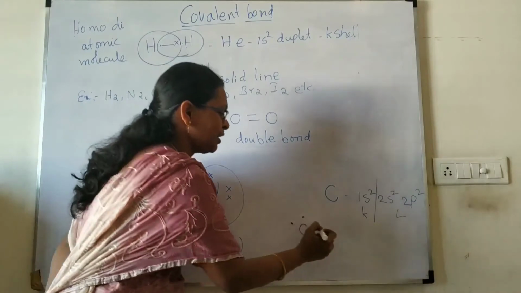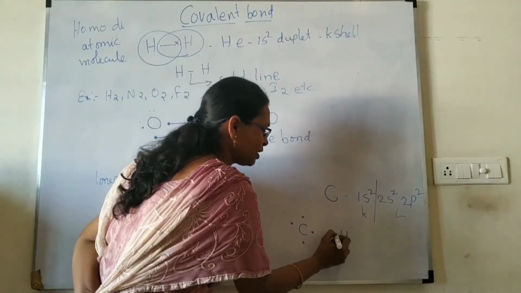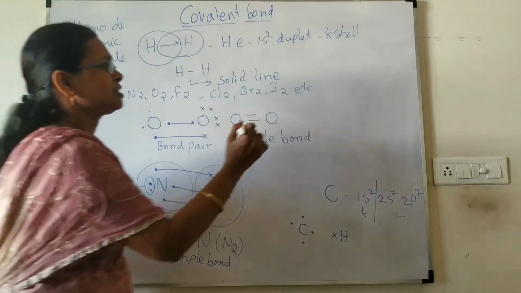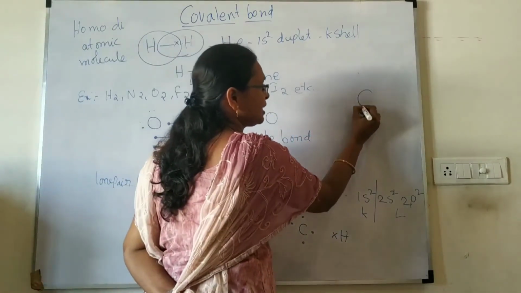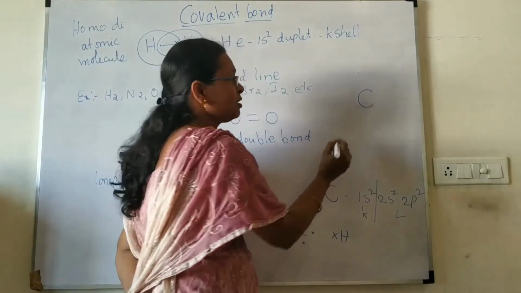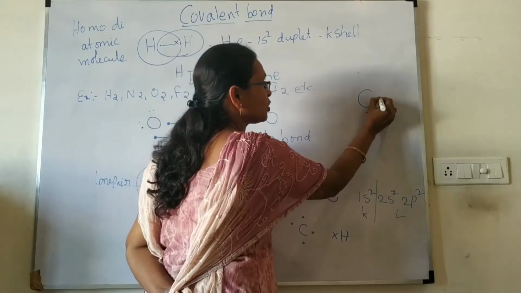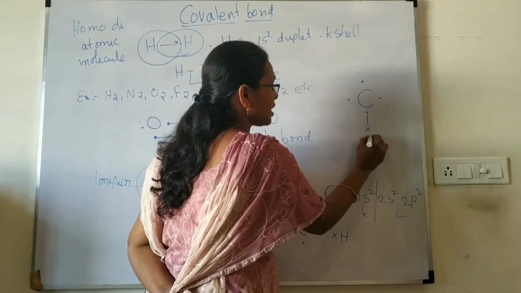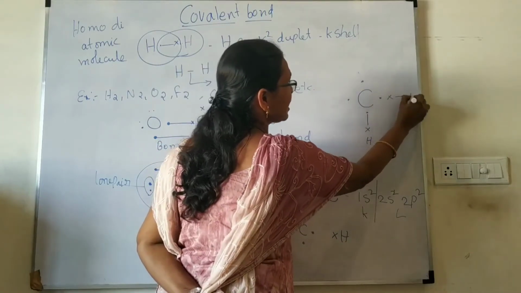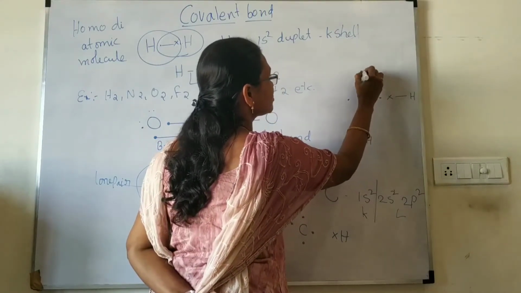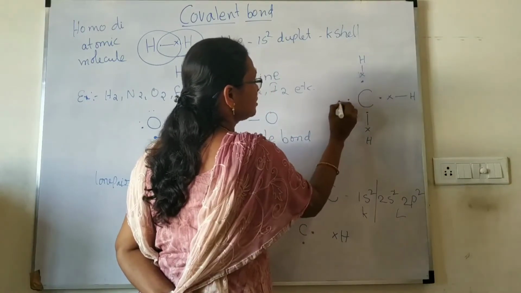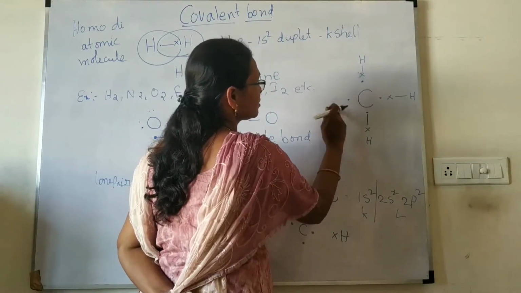Now hydrogen is 1s1, only 1 electron in hydrogen. When you draw the structure, the central atom is carbon. One electron of carbon will attract toward one hydrogen atom, and here another hydrogen and another hydrogen. So like this, another hydrogen and another hydrogen.